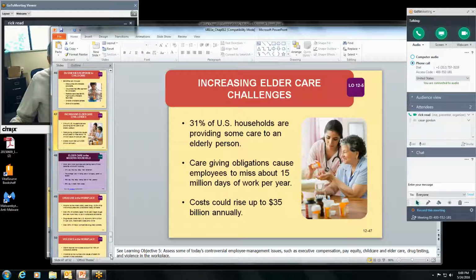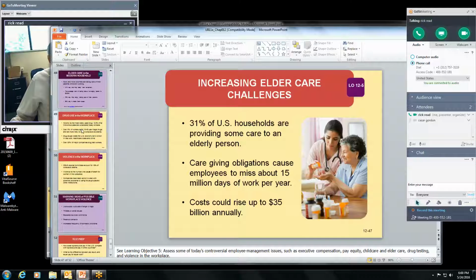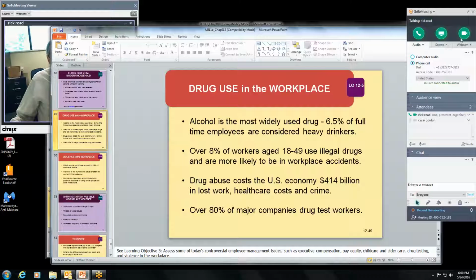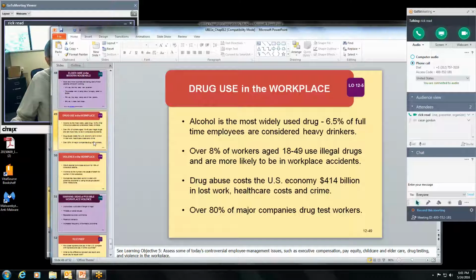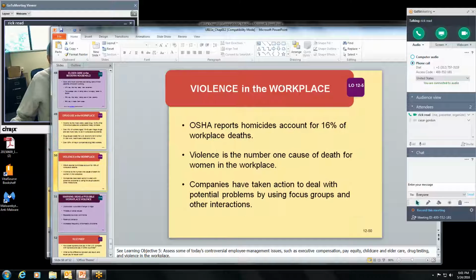We have problems with drugs in the workplace. A serious issue with this. You can see these graphics, the number of people who use illegal drugs on the job, what it costs the U.S. economy, north of $400 billion in lost productivity and healthcare on a yearly basis. And we know that significant numbers of employers do use drug tests.